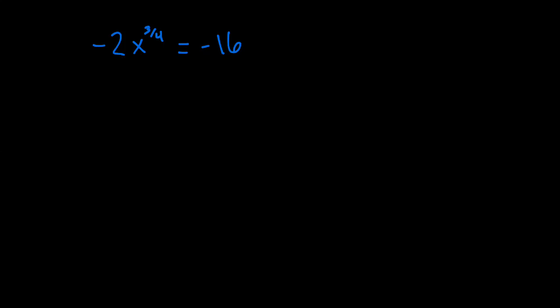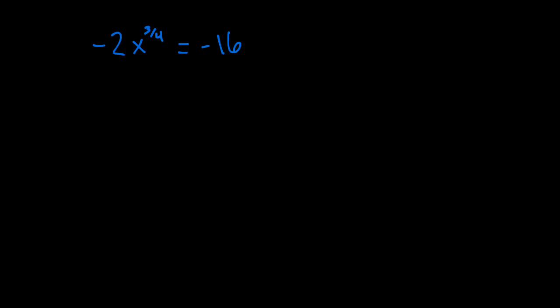So we've solved equations that have different roots in there, but we haven't done anything with rational exponents yet. So we're going to look at some examples where we have rational exponents in our equation. So the first one, let's look at negative 2 times x to the 3/4 equals negative 16.